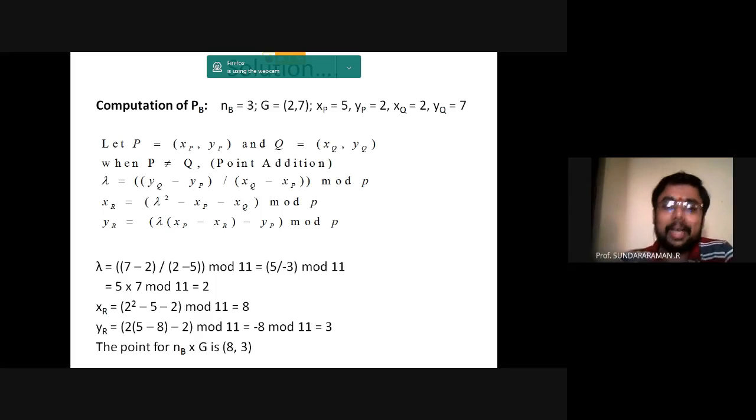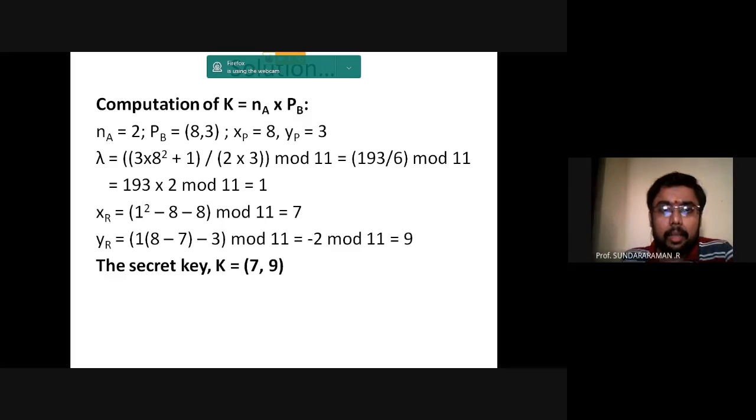So instead of sharing the key as such, we are sharing in an indirect way, which means that a third party will not be able to derive or decrypt what the key is that is shared. Now coming to the user A level, user A has access to the public key of B, that is PB. So computation of K equal to NA into PB. What is NA? We have chosen NA equal to 2, right? User A has chosen a scalar value NA equal to 2 and PB equal to (8, 3).